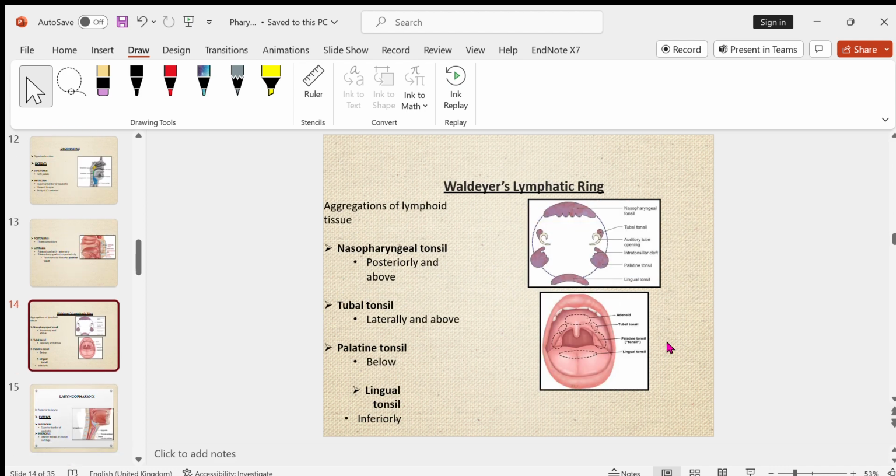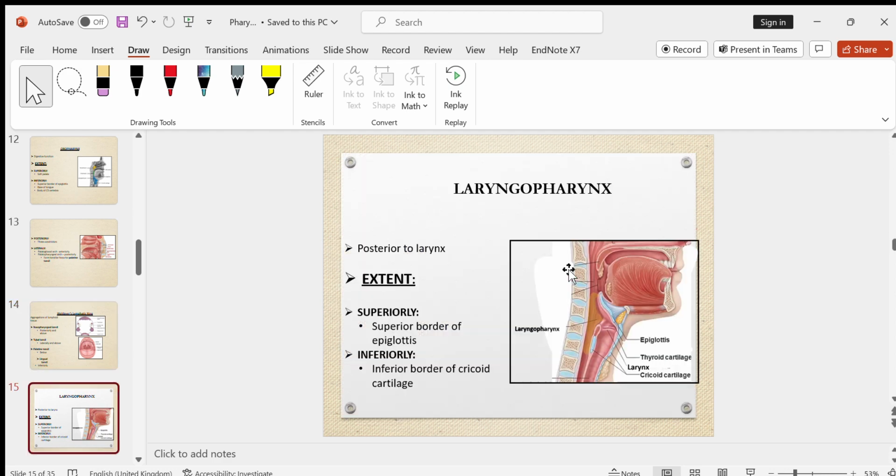Now we'll talk about what is Waldeyer's lymphatic ring. It is a ring that is formed by a specific arrangement of various tonsils in the area of the pharynx. So we have a single nasopharyngeal tonsil posteriorly and above, and a single lingual tonsil that lies inferiorly. We have then a paired tubal tonsil on either side and a paired palatine tonsil behind on either side. So the arrangement of these tonsils is such that it is in the form of a ring, and this is called Waldeyer's lymphatic ring.